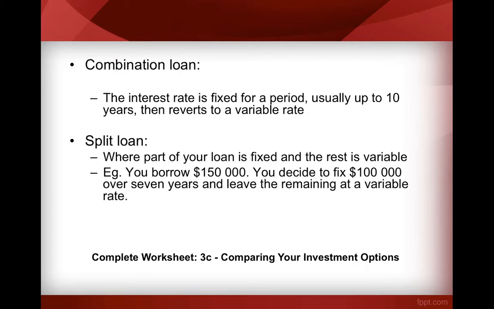On the other hand, a split loan is when, let's say, half of your loan is based on a variable interest rate and the other half is based on a fixed interest rate. So you know that one half has varying interest rates and you don't know what the payments are, depending on how the economy is going. And the other half of the loan is predictable. You know that you pay a set amount for that part of the loan. So for example, if you borrow 150,000, you decide to fix 100,000 over 7 years and leave the remaining at a variable rate. Okay, all done.